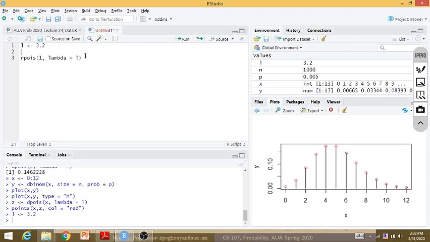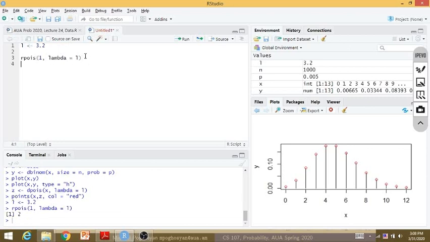Let me run this. So that was 2. Let me run that again. 5. Another experiment, 1. Another experiment, 6. So what is the idea? We have that average number of events was 3.2. So we are considering one case. In that case, we had 5 events. And in another case, we had just 1 event, 6 events.